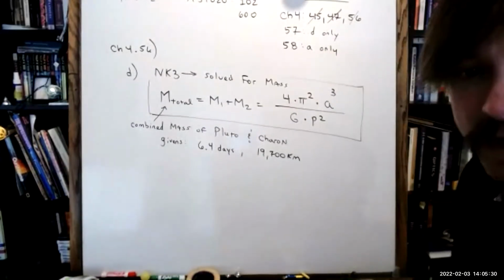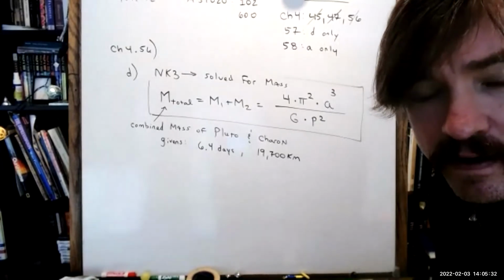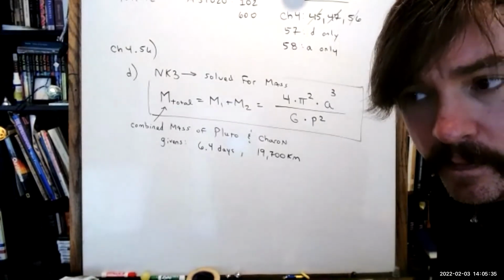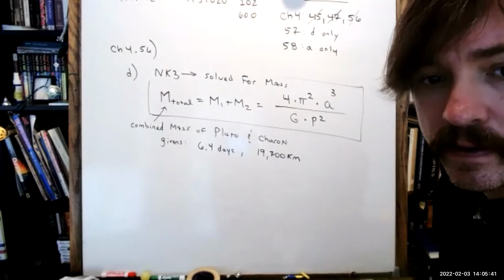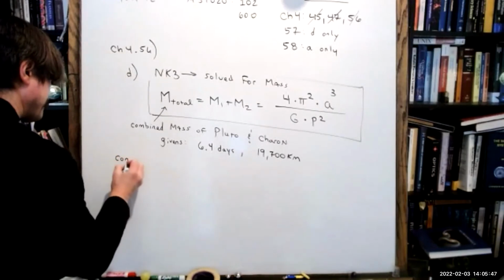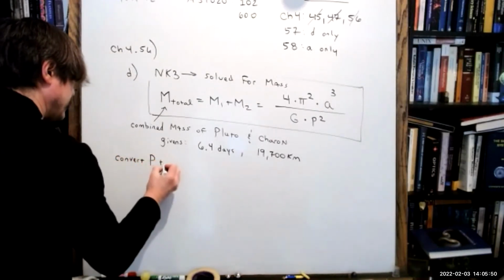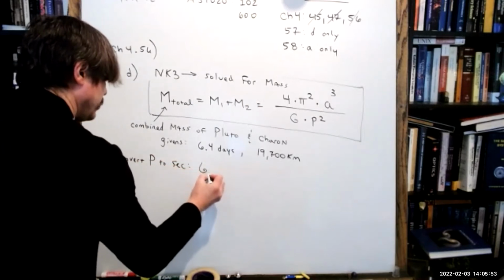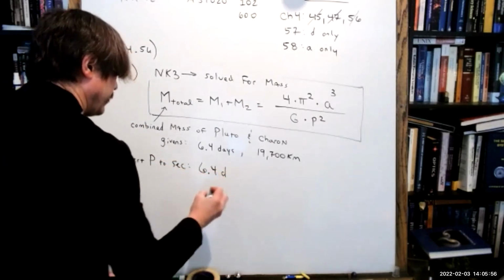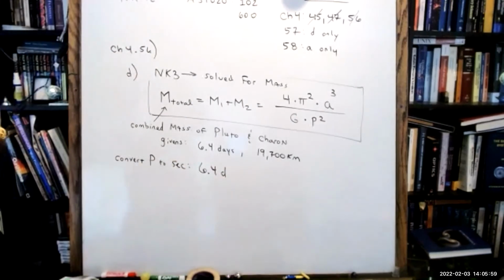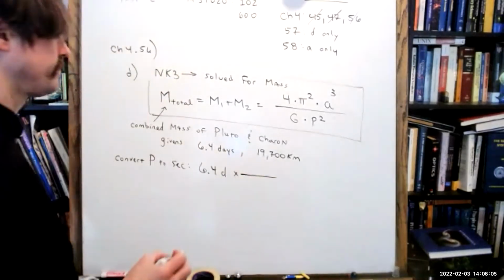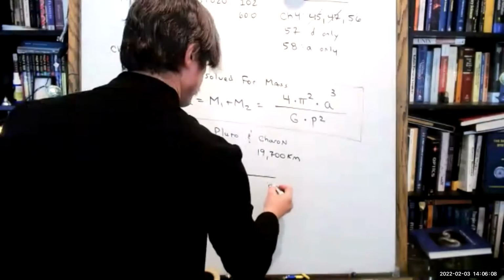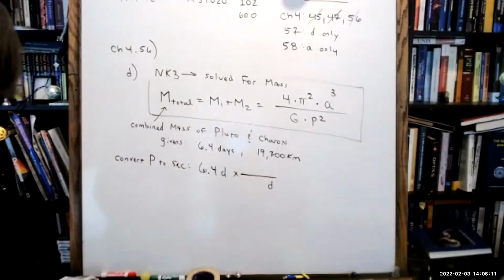Okay, so what do you think? What do I do? We'd have to convert days into seconds. That's right. So let's convert the period to seconds. 6.4 days. What do I do with dimensional analysis there? You multiply it by a division bar with days on the bottom and seconds on the top.